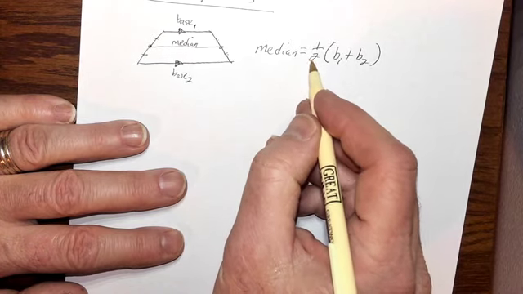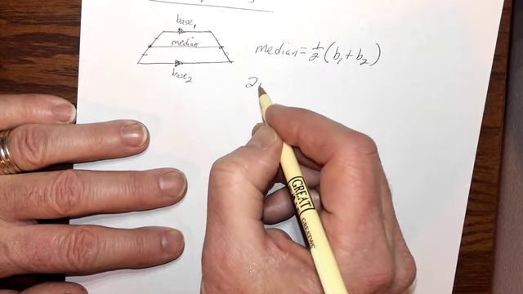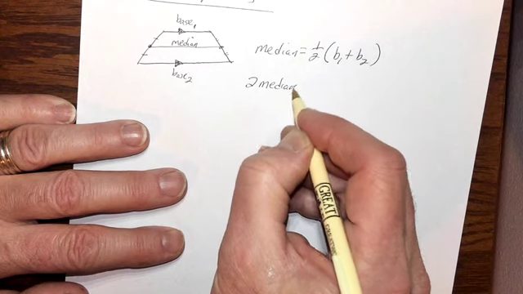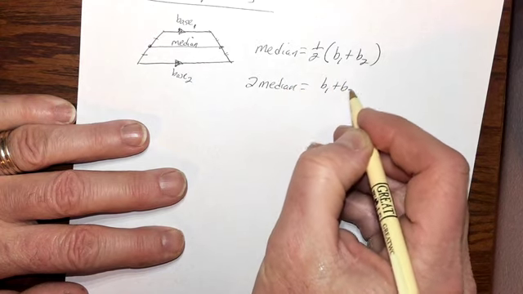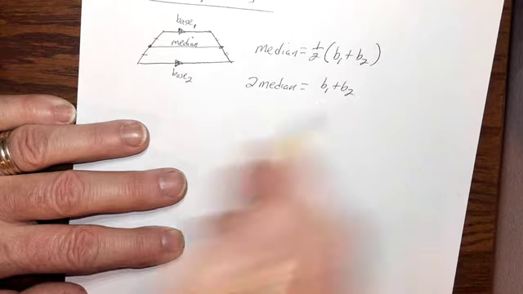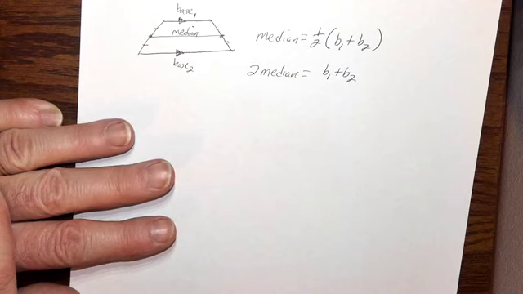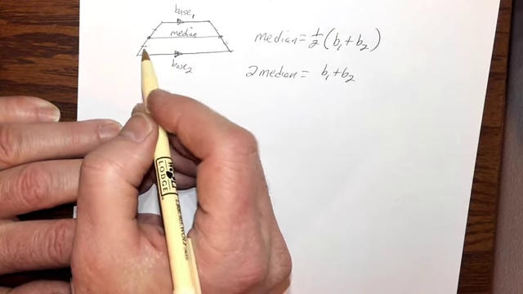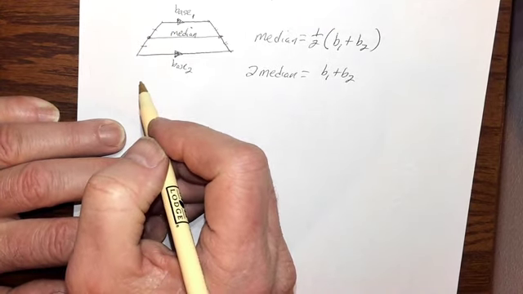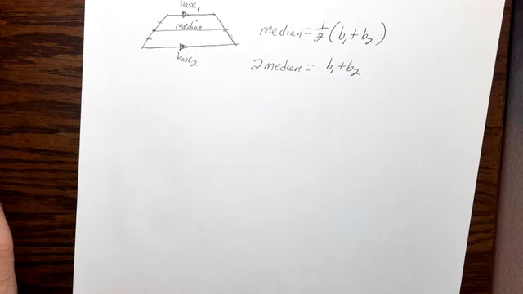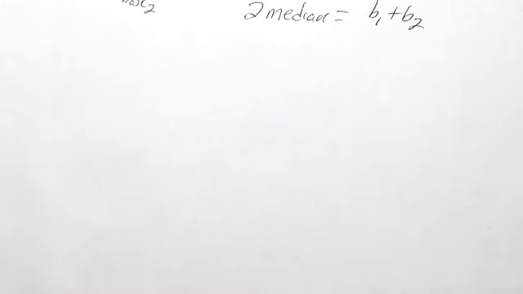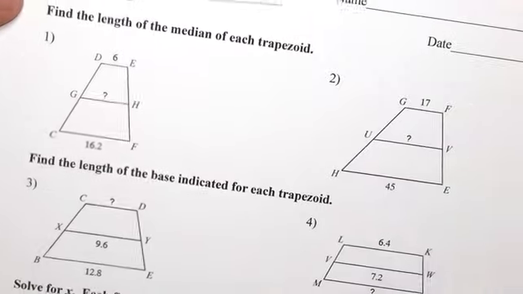Likewise, if we were to multiply both sides of this by 2, then 2 times the median is equal to the sum of the bases. So if I knew one or the other of these, I would double the median, and that's the sum of the bases. That's what we're going to use today, that idea. So we're going to look at some examples. There are some numerical examples and some that are algebraic. Let's take a look at a couple of these examples.